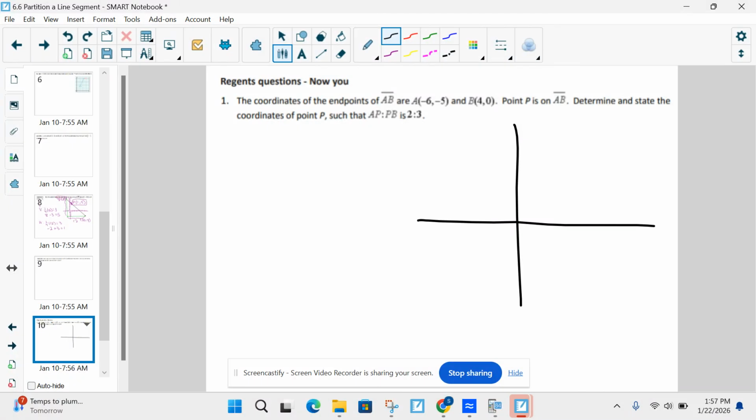The homework is on this worksheet. It's the last 2 pages. So 1 page front and back, 8 questions.